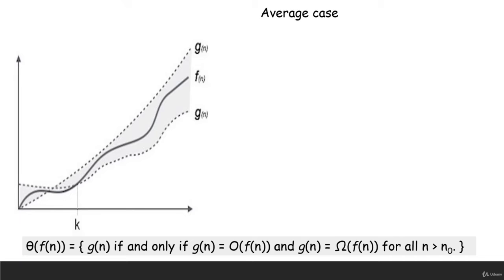So what is the condition for average case? Here g of n is equal to the big O of f of n, and also g of n is equal to the omega of f of n. So here big O of f of n means what? Worst case of f of n. And what is omega of f of n? Means best case of f of n. So g of n is equal to both of the conditions here.